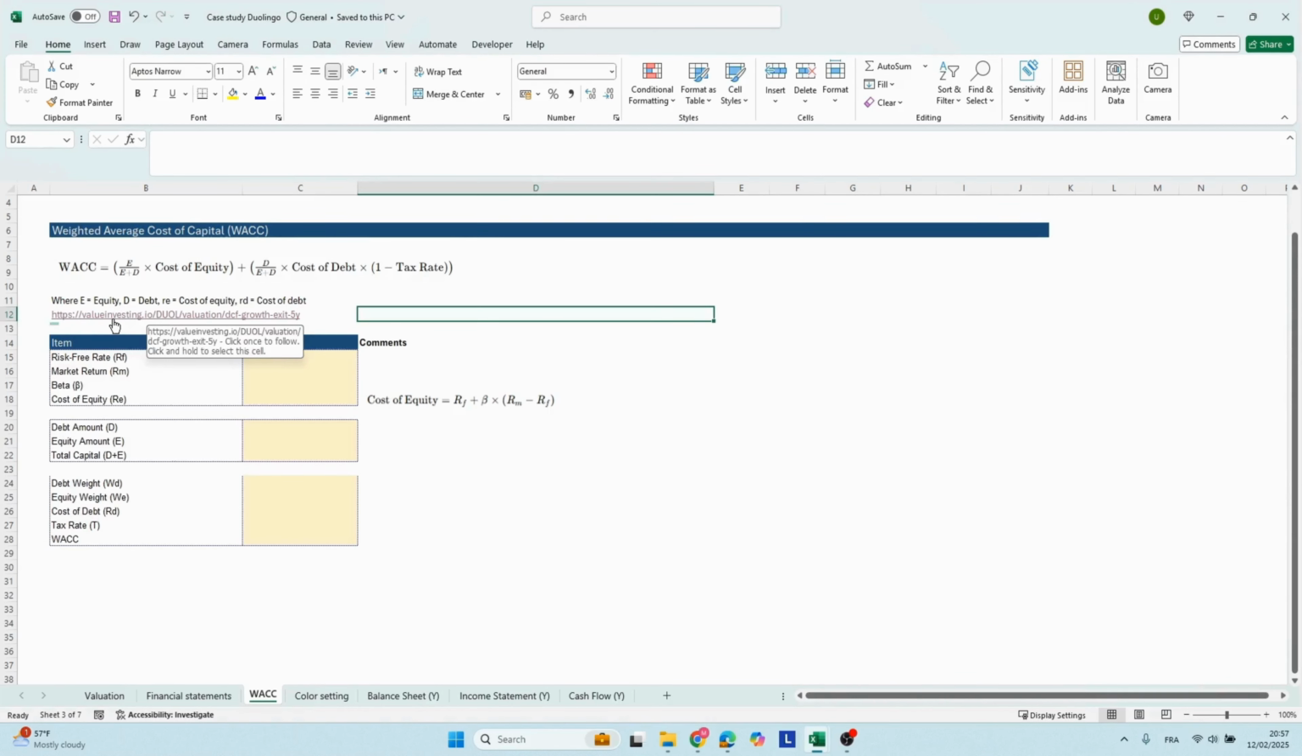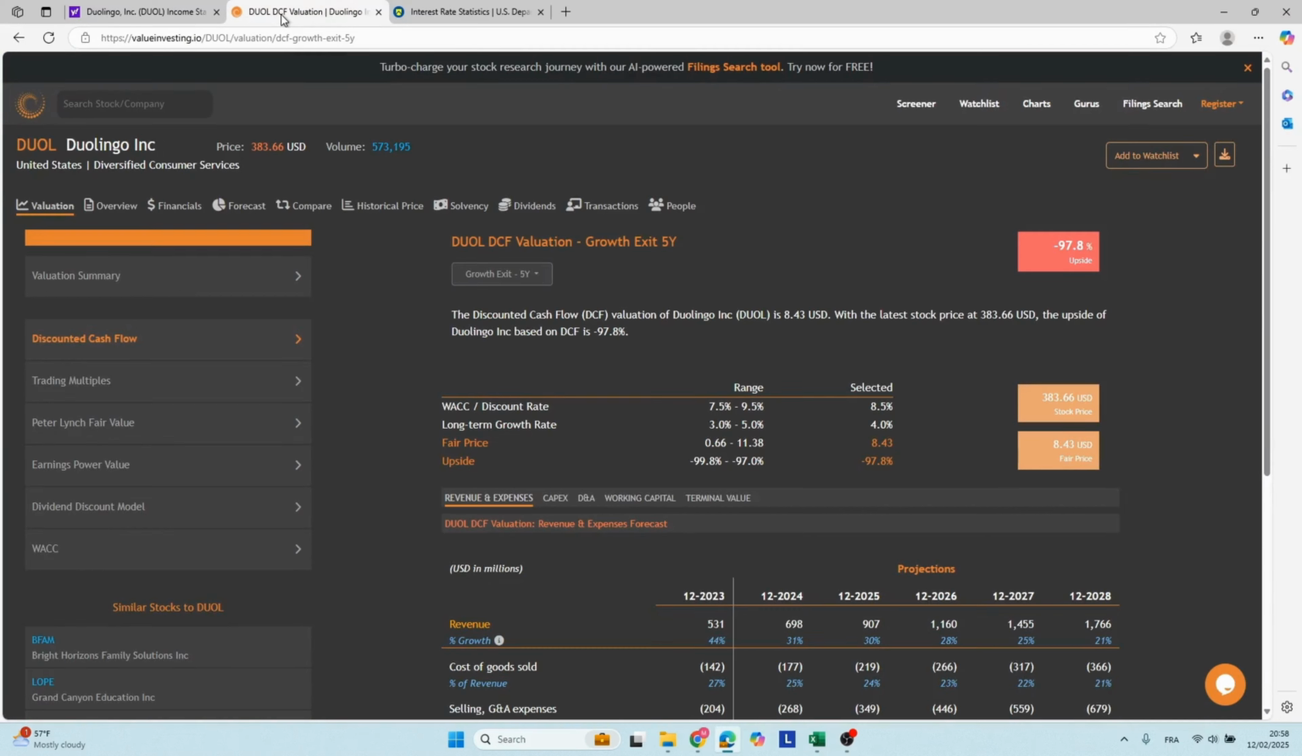We have a link here for a website that can be used in valuation. They use some information. This is valueinvesting.io. We have a valuation for our company. They choose the WACC or discount rate of 8.5%. I don't know how they calculated it, but we will calculate it all together. And they said the range is between 7.5 and 9.5%.